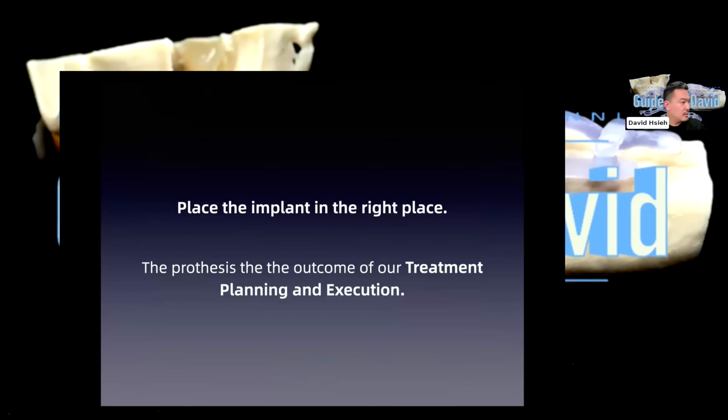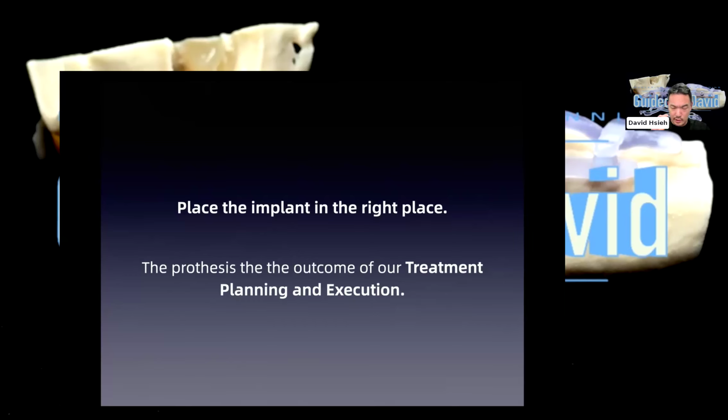All right. So what Dr. Stanley really told us is, when you look at the lab work, you will know the lab work is actually the outcome of our treatment planning and execution, right? The thing is to put the implant in the right place. In short, his main idea is if you cannot place a screw retained prosthesis, you probably are in the wrong place, right?